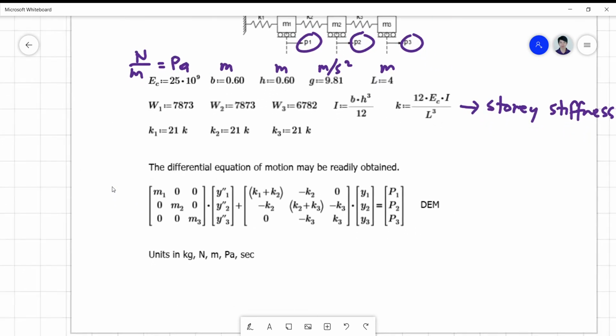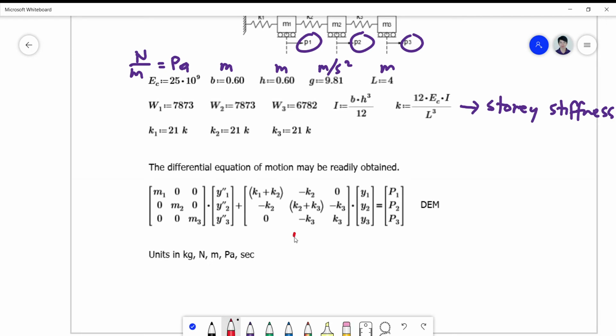So the differential equation of motion is readily obtained by knowing the DEM and the form of your stiffness matrix. I have already shown you that this can be easily assembled by the connectivity principle.